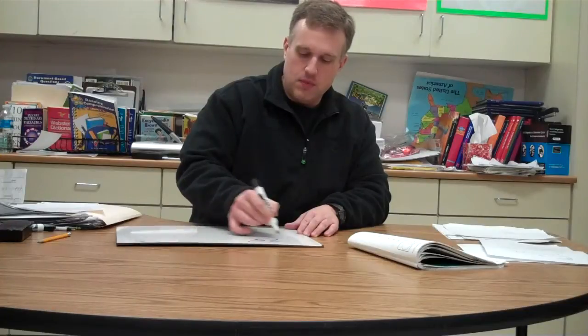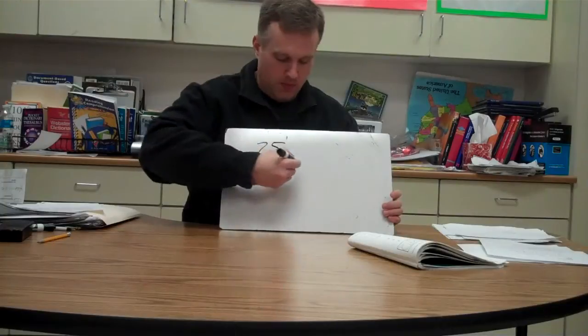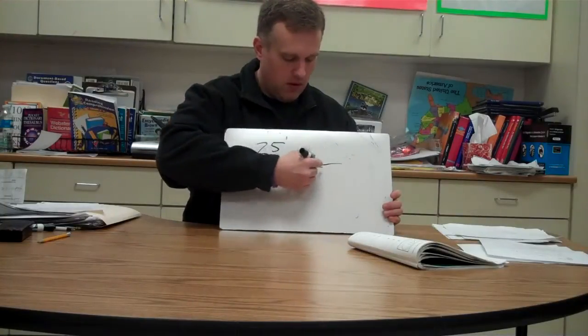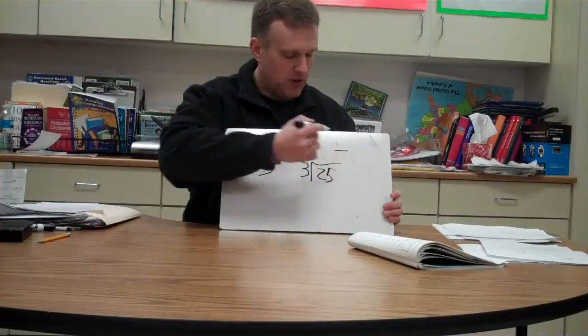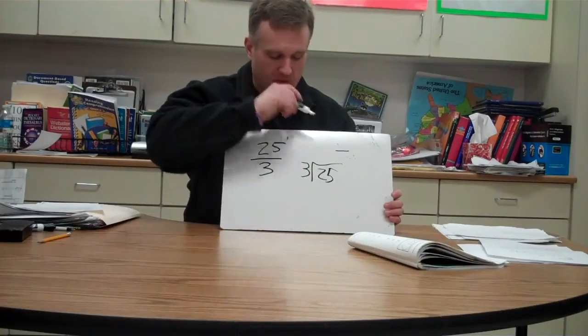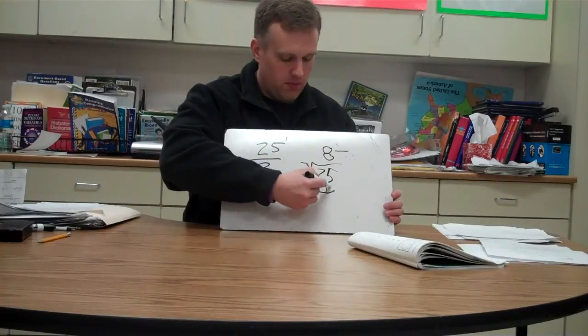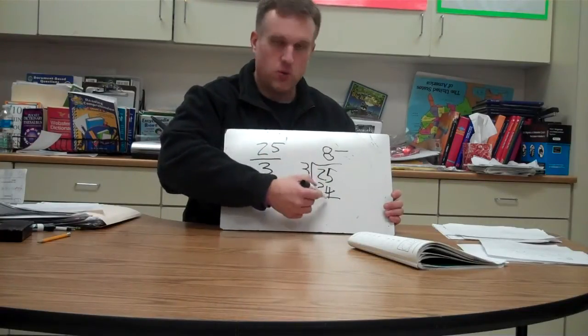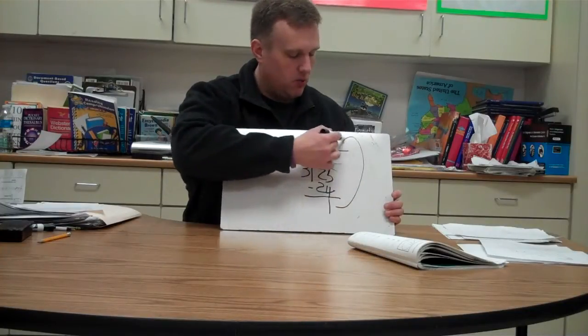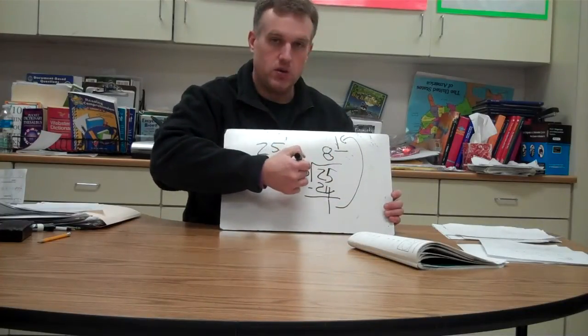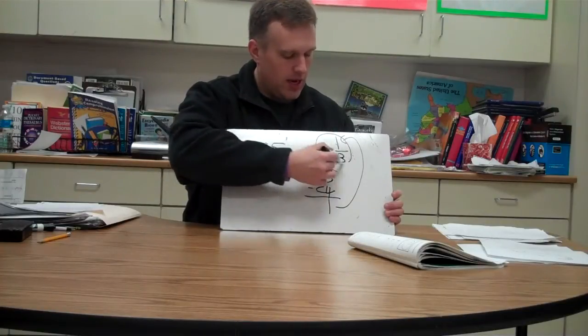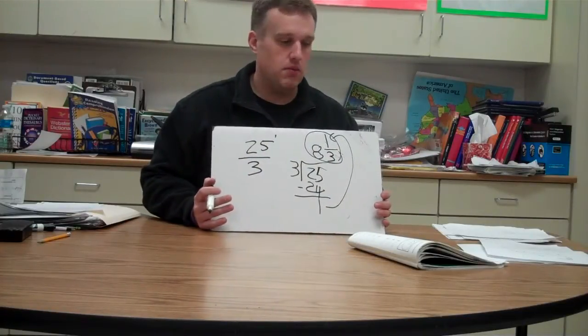Okay, this is just a review again. Let's do the next one. It's just the same process every time. I have 25/3. Again, set up my division problem. Go ahead and put my fraction bar there. 3 goes into 25 8 times. 8 times 3 is 24. 25 minus 24 is 1. That becomes my numerator. My denominator stays the same. So my answer is 8 1/3 as a mixed number.